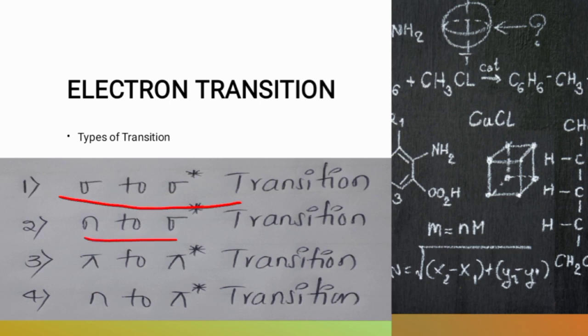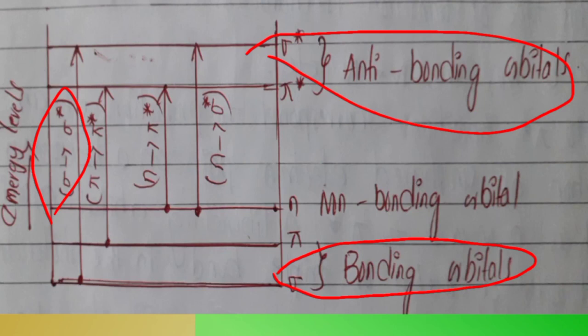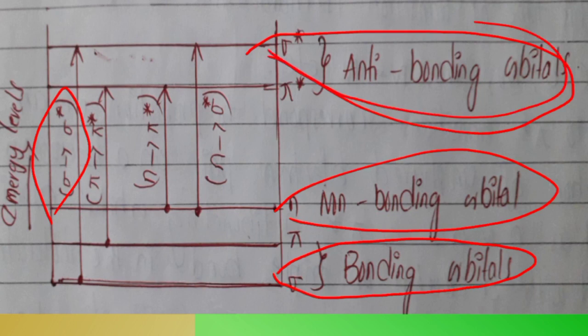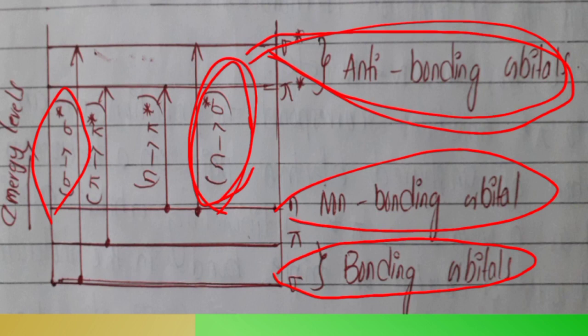And the next one is the n to sigma star transition. In this, the transition of an electron from a non-bonding orbital to an antibonding sigma orbital is called the n to sigma star transition.